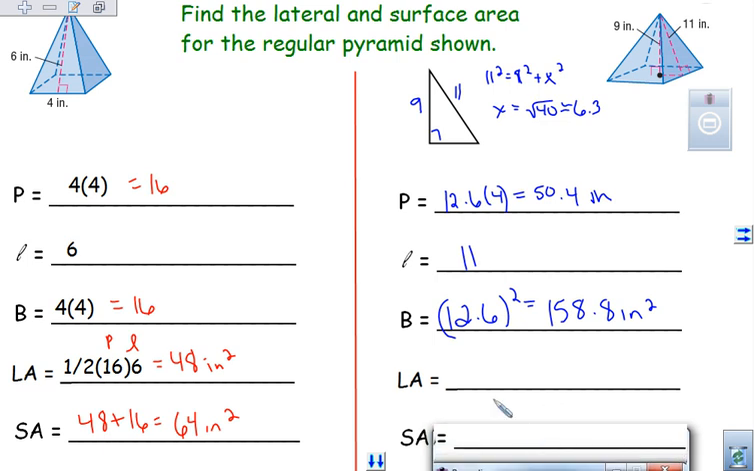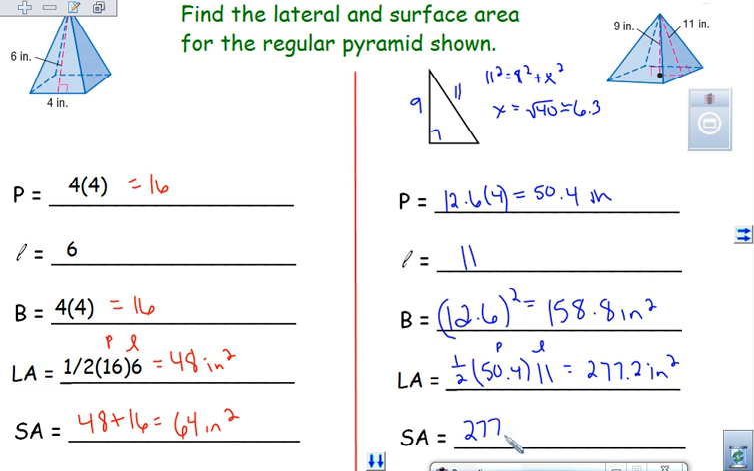And the lateral area is 1/2 the perimeter, which is 50.4. So this is our perimeter of the base, and now we need our slant height, which is 11. So half of 11 times 50.4 is 277.2 square inches. And the last thing we want is the surface area. That's going to be the lateral area plus the base. So the lateral area is 277.2 plus the base 158.8, which gives us 436 square inches.